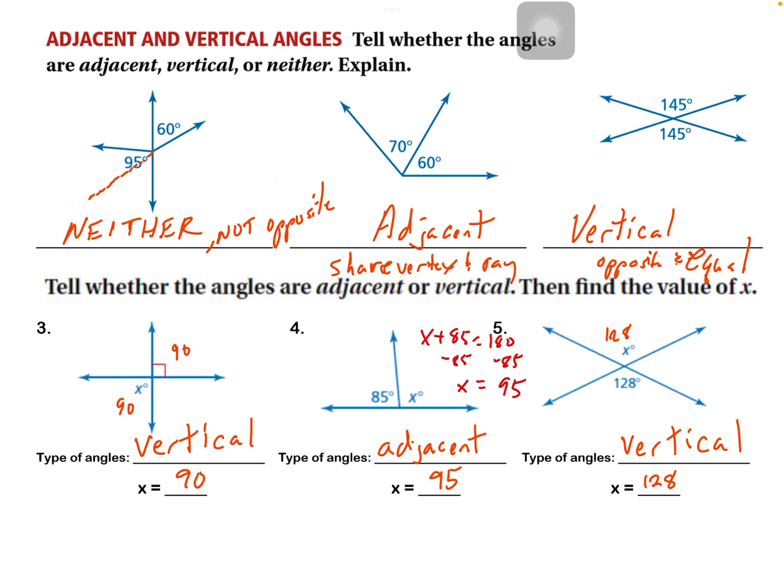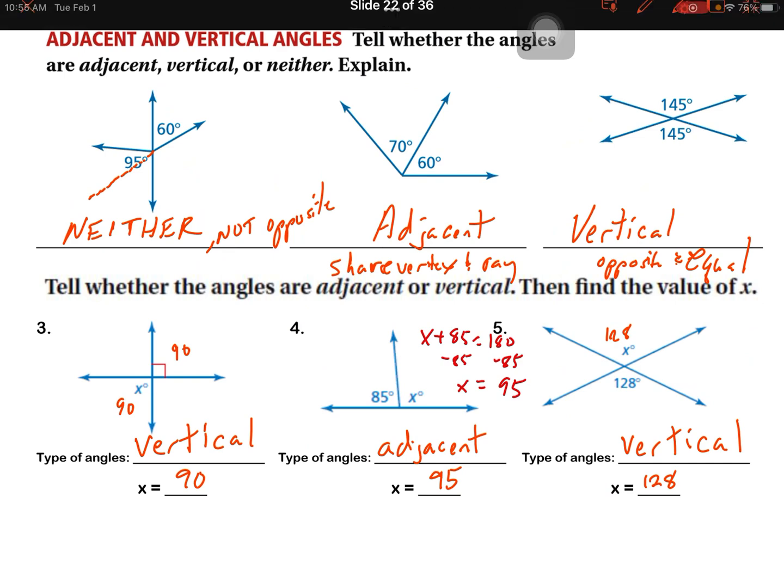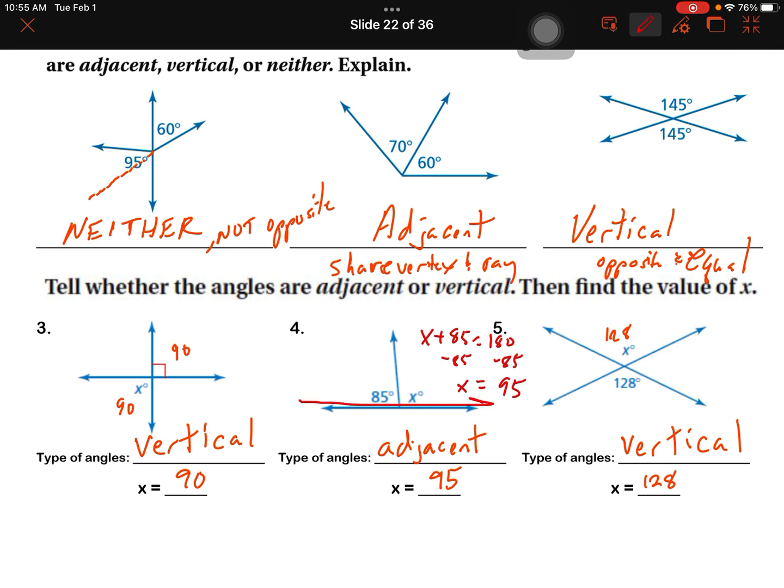Number 3, those are vertical angles. They're referring to the 90-degree angle and the x, and so they're both 90 degrees, and those are vertical. The number 4 would be adjacent. They're next door neighbors. They're also supplementary, but that is not an answer choice that you were asked or given. And so in this case, they create this straight line, so therefore it's 180 degrees. So x plus 85 equals 180, and subtract, you get 95 degrees. These are vertical, and they would be equal to each other, so 128.